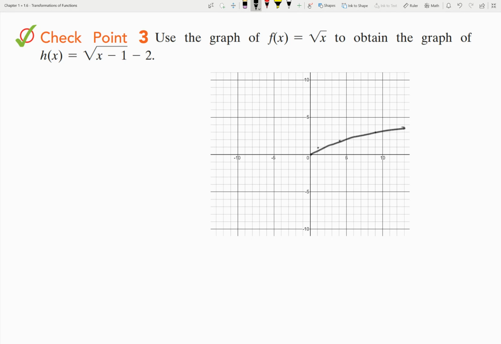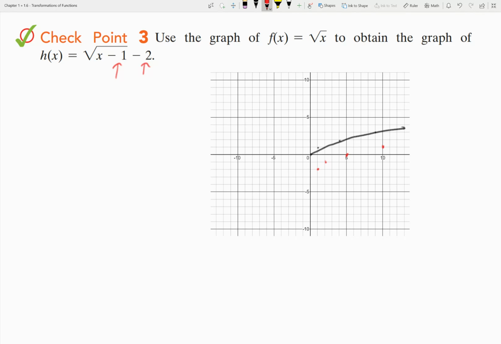Okay, there's my square root function. A little flatter this time, but what are you going to do? And we move the vertex, or not the vertex, we move the starting point right 1, down 2. There's my starting point. Every other point here can be moved right 1, down 2. Right 1, down 2. This one, right 1, down 2.